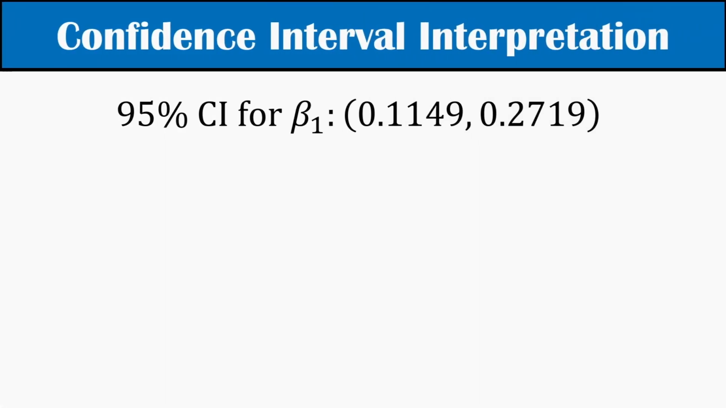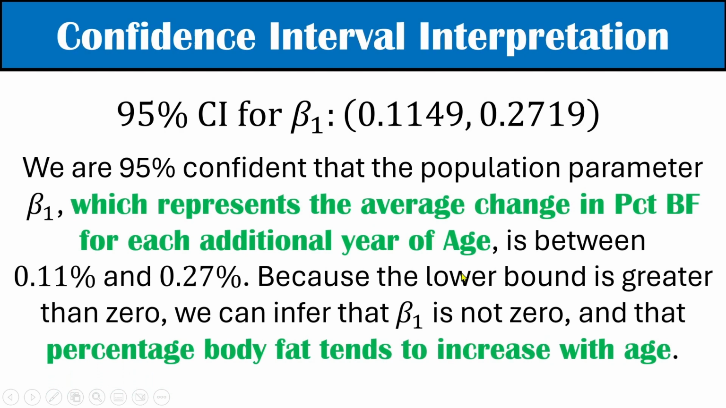So what does this interval mean? Well, we can say that we are 95% confident that the population parameter, beta 1, which represents the average change in percent body fat for each additional year of age, is between 0.11% and 0.27%. Furthermore, because the lower bound is greater than 0, we can infer that beta 1 itself is not 0, and therefore that percent body fat tends to increase with age. In other words, there is an association between age and percent body fat.